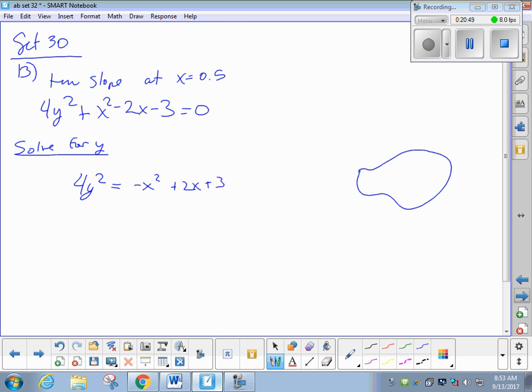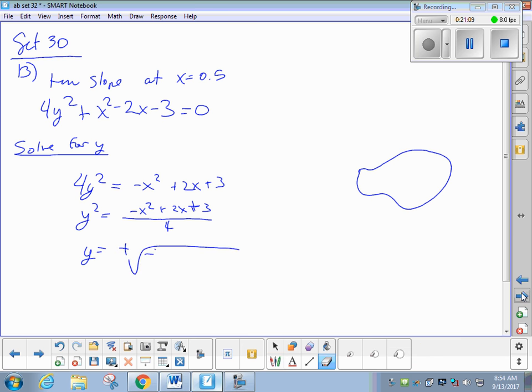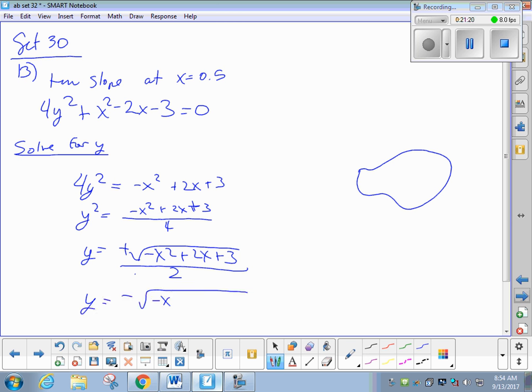And this is actually not too bad because I don't need to complete the square. That's delightful. Sometimes you have to complete the square. So I could divide by 4. Whether you want to put each one over 4 or all over 4 is up to you. And square root. Now when you square root, it's positive for the top half of the curve. And I'm going to call that the square root of negative x squared plus 2x plus 3, all over 2. You follow? All right, then.